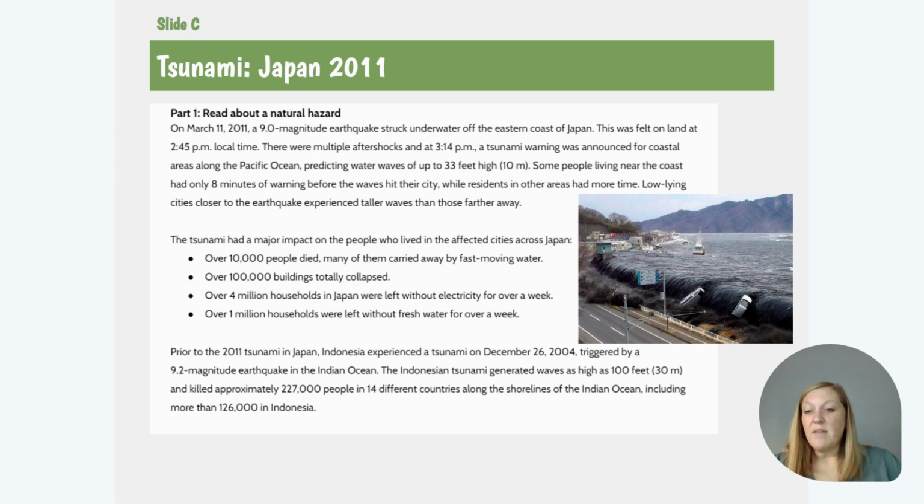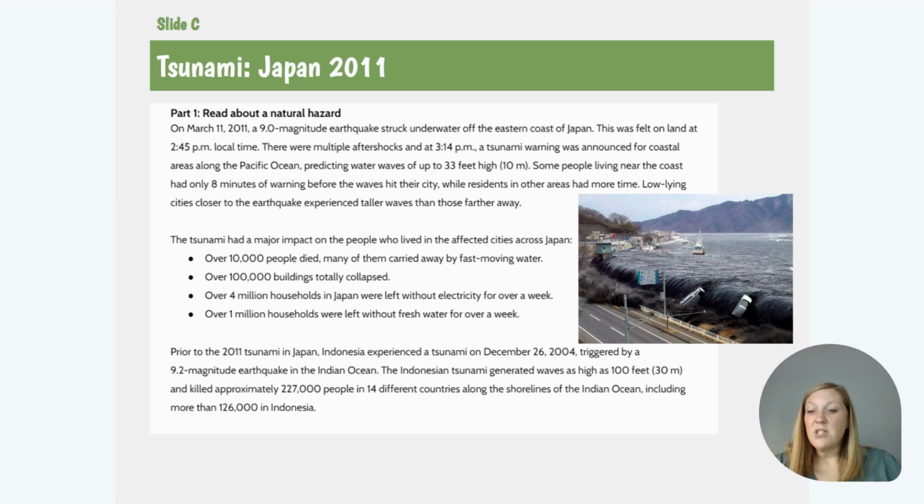Some people living near the coast had only 8 minutes of warning before the waves hit their city, while other residents in other areas had more time. Low-lying cities closer to the earthquake experienced taller waves than those farther away. The tsunami had a major impact on the people who lived in the affected cities across Japan. Over 10,000 people died, many of them carried away by fast-moving water. Over 100,000 buildings totally collapsed. Over 4 million houses in Japan were left without electricity for over a week, and over 1 million households were left without fresh water for over a week.